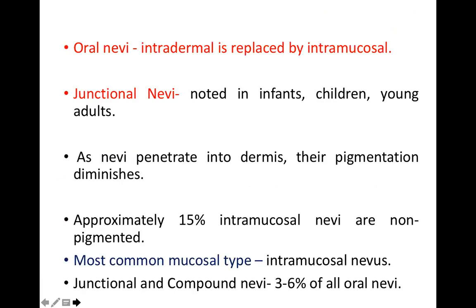So in oral nevi, the term intradermal is replaced by intramucosal. So junctional nevi are noted in infants, children, young adults. As nevi penetrate into dermis, their pigmentation diminishes. Approximately 15% of intramucosal nevi are non-pigmented. So the most common mucosal type is intramucosal nevus. Junctional and compound nevi are 3 to 6% of all oral nevi.